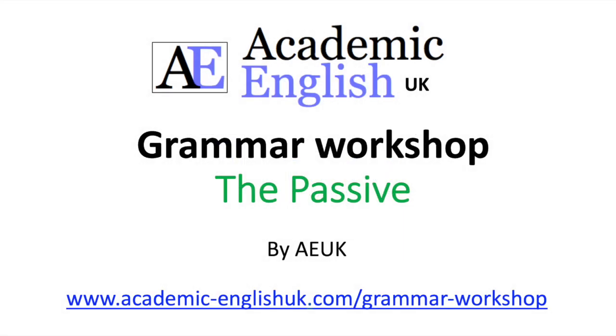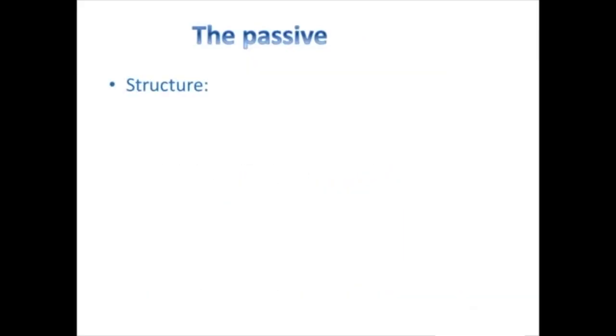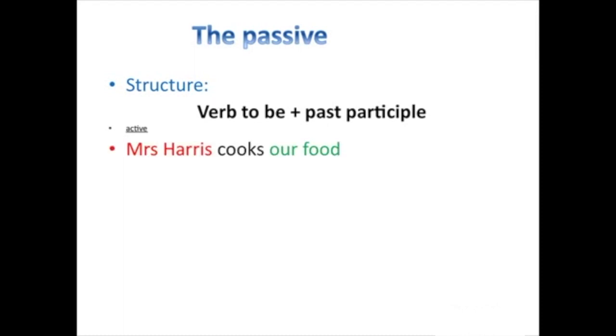Today's class is the passive. Okay, the passive is constructed using the verb to be plus the past participle. In an active sentence, we can say, Mrs. Harris cooks our food. Mrs. Harris is the subject, the verb is cooks, and our food is the object.